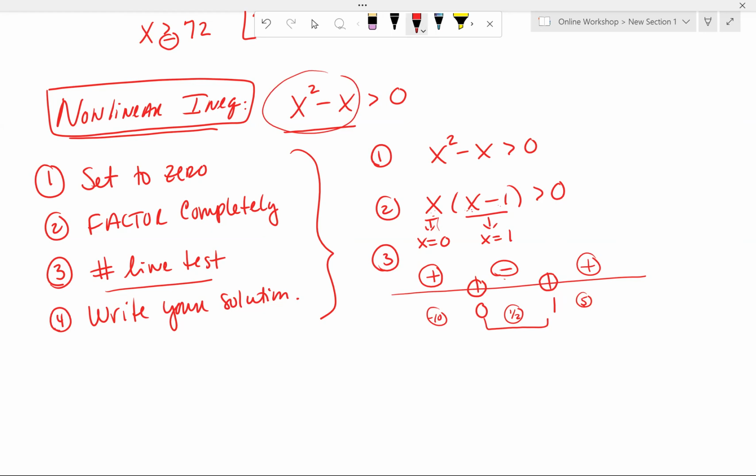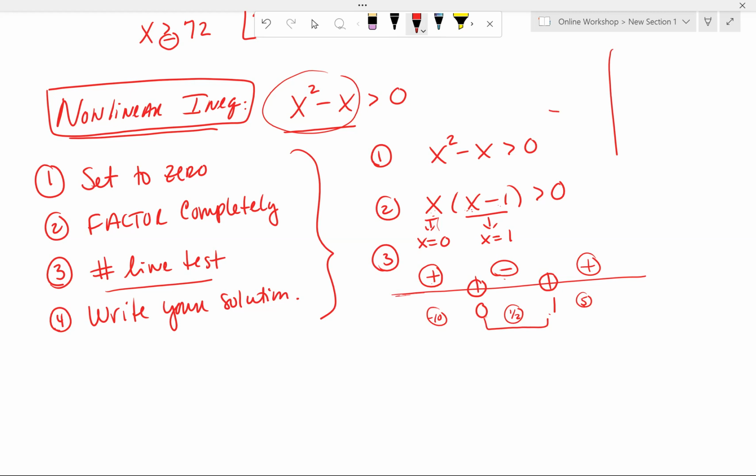What that means is for these values of x, the y's are all positive. For x's between 0 and 1, all the y's are negative. And for all x's greater than 1, my y's are positive. We're also going to learn where the graph is above the x-axis.